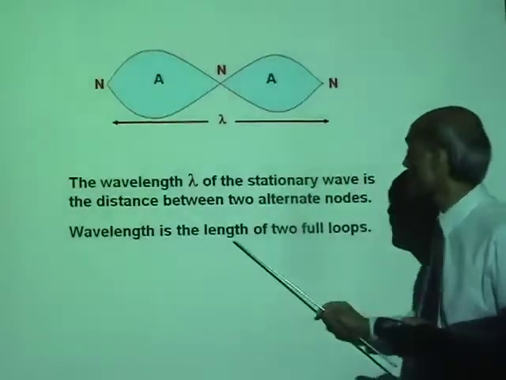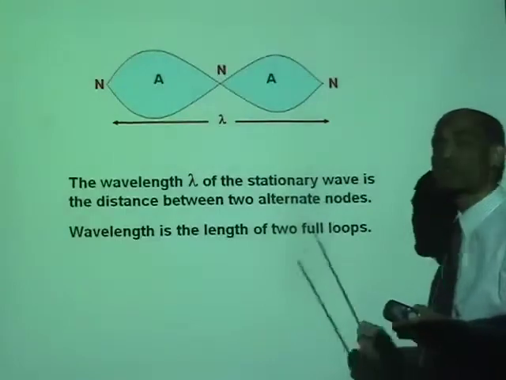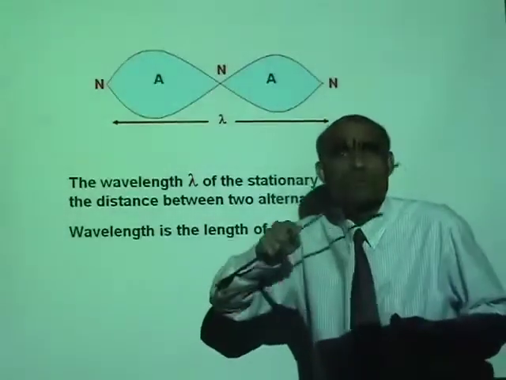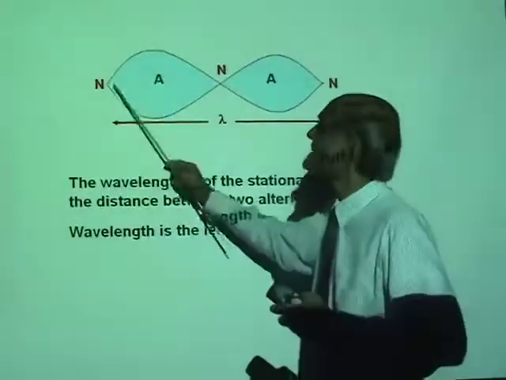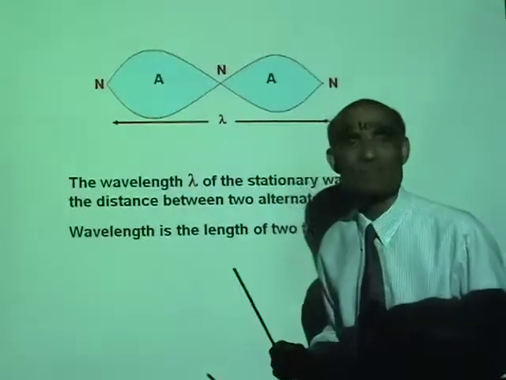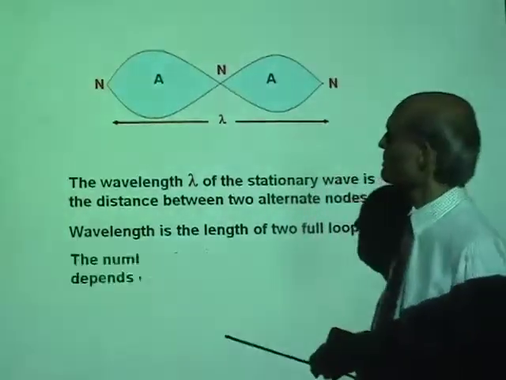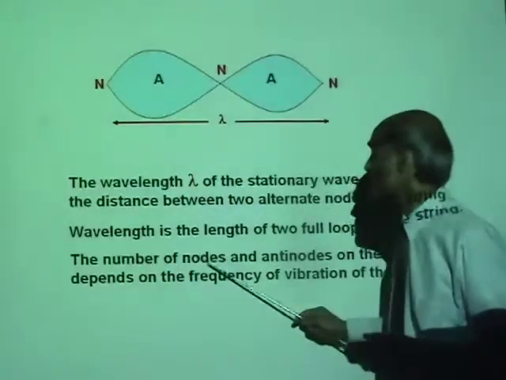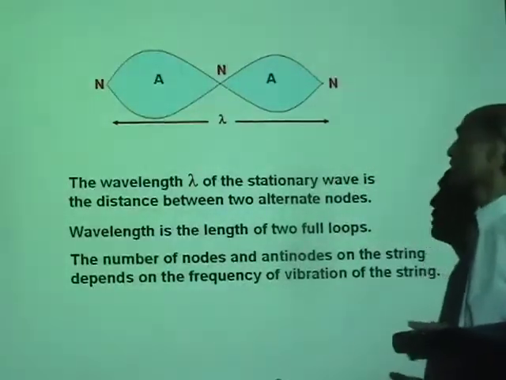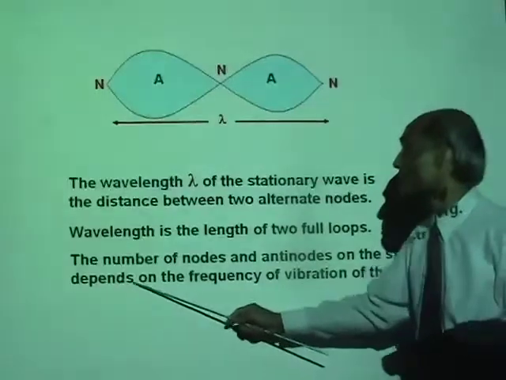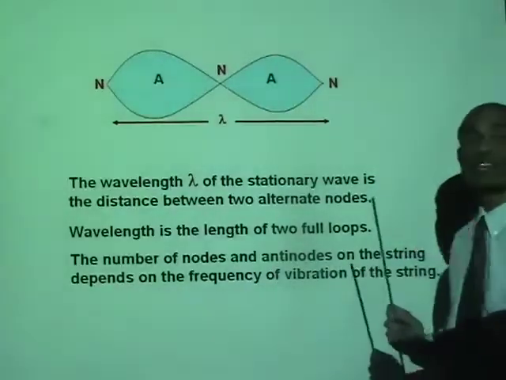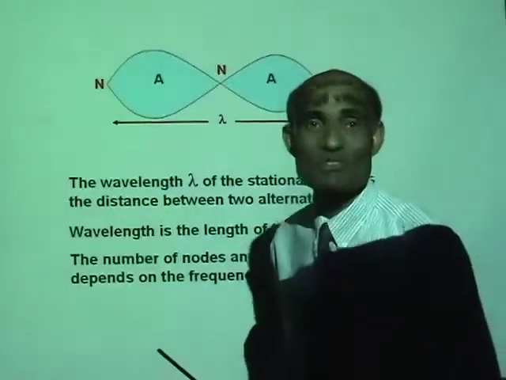So, wavelength is the length of 2 full loops. A segment is a loop. Is that right? It's better to call it a segment rather than a loop. The number of nodes and antinodes on the string depends on the frequency of vibration of the string.